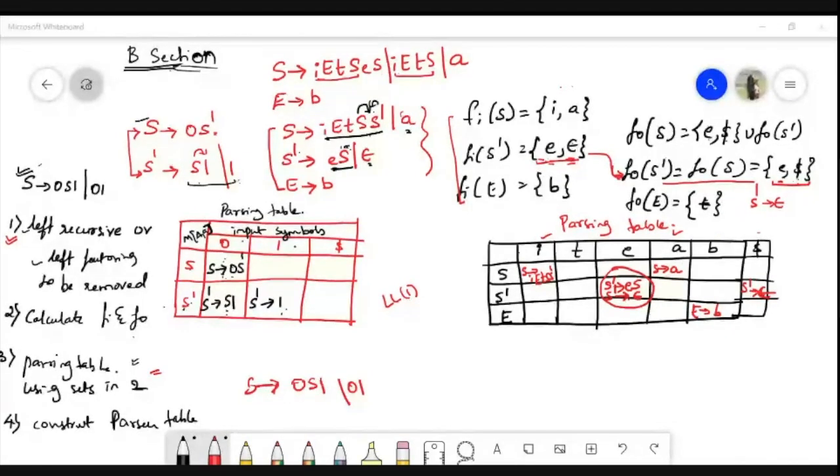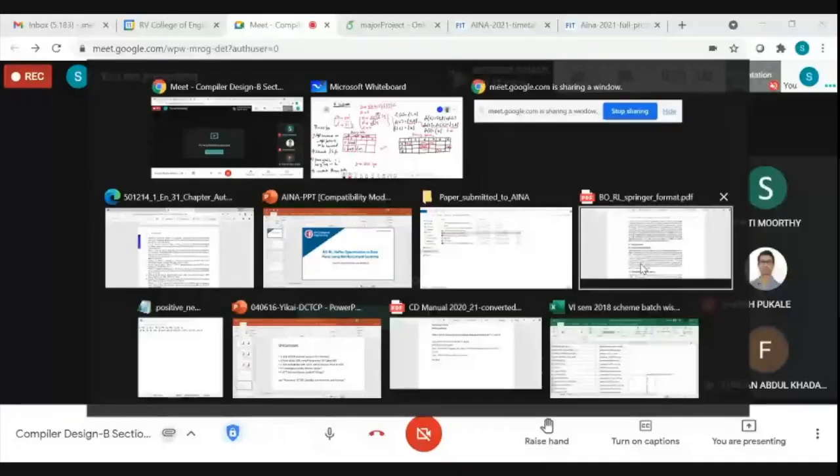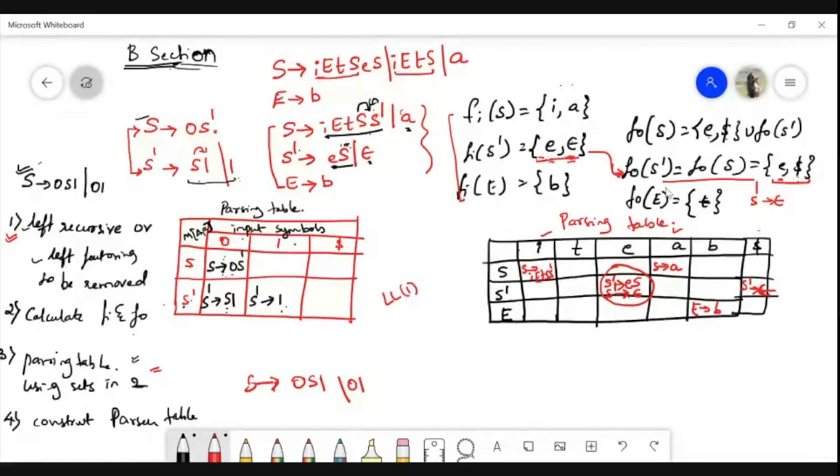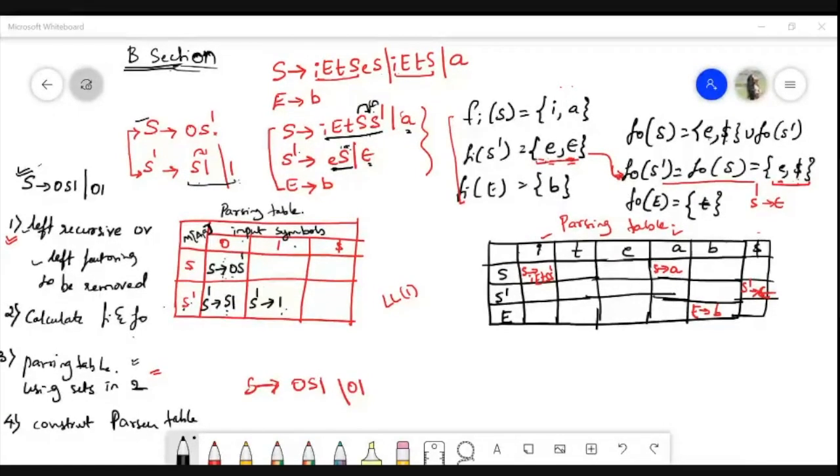Ma'am, your voice is breaking, ma'am. It's not audible. Is it audible now? Now it's fine. But we lost the explanation part. Okay, let's just remove this. Furkan, now you tell me, how do you write the parsing table entries? How do you mark the terminals for S dash? Furkan?